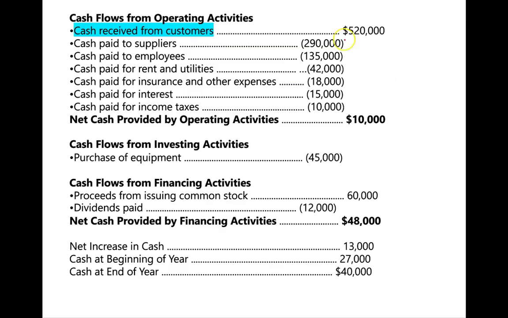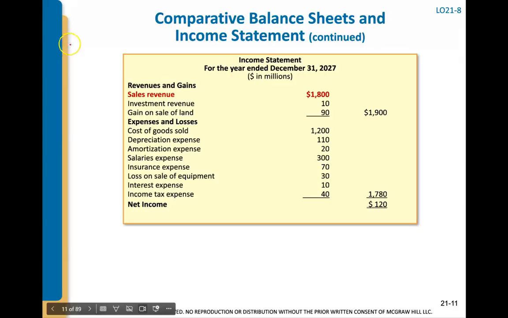Okay, so let's start preparing our direct method activity section. The first line item is always cash received from customers. So we're going to go down this income statement, and we have to address every single item on this income statement. Okay, that's using the direct method. We're going to address every single income and expense item. We're going to start with our first line.